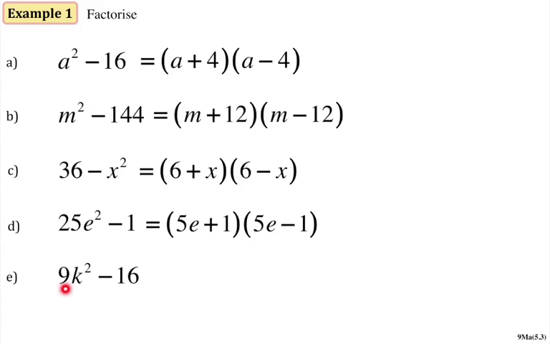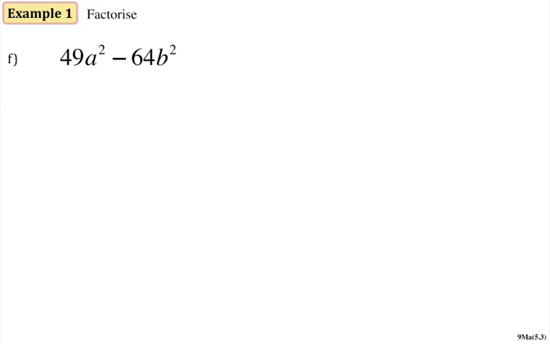3k goes at the beginning of each bracket. 4 4s are 16. So 4 goes at the end of each bracket. One bracket has a plus, one bracket has a minus. Now, let's look at part F. Is it a difference of two squares? Difference sign. Well, the A and the B have squares above them. 49 is 7 times 7.